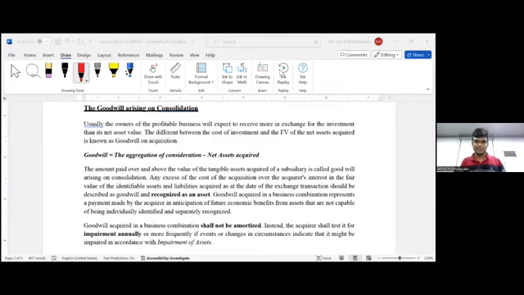I have another thing. Yes, future potentials, very correct. If we have future potential, future benefits, that will increase the value of the company. So goodwill is the difference between the cost of investment and the fair value of the net assets acquired, right? Fair value of net assets acquired.